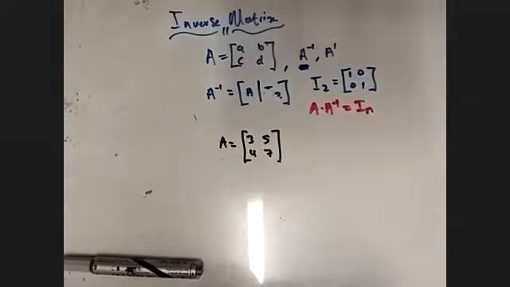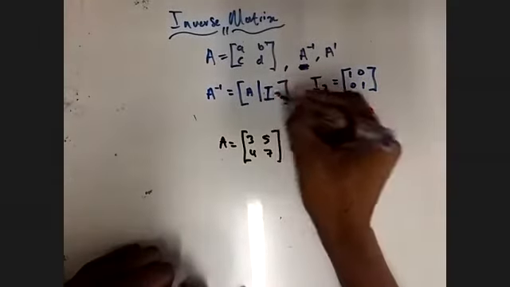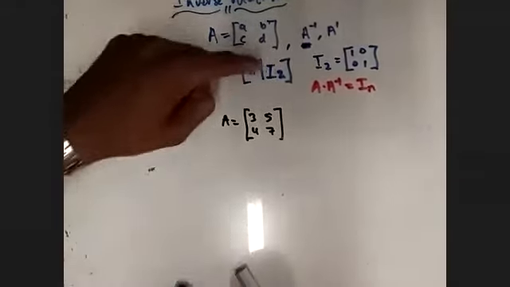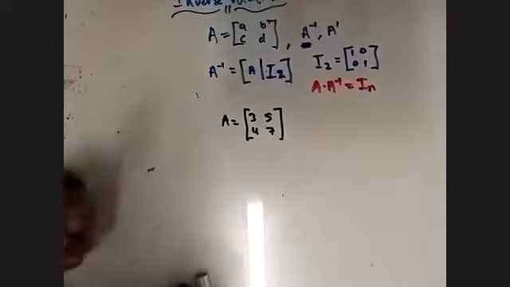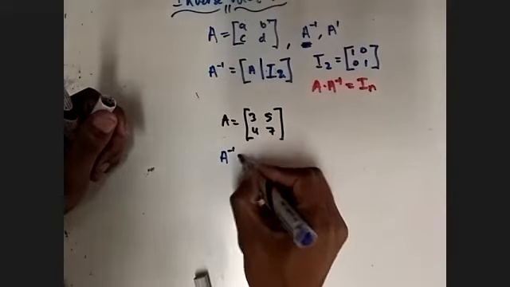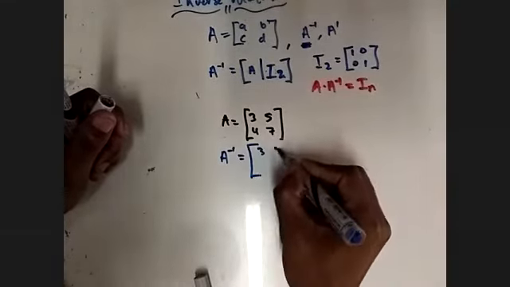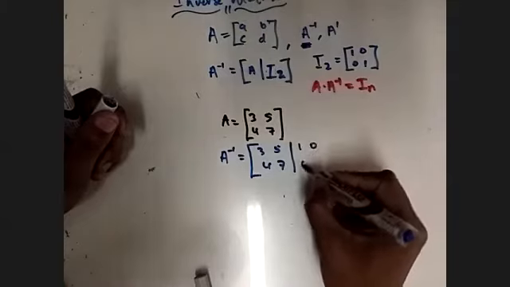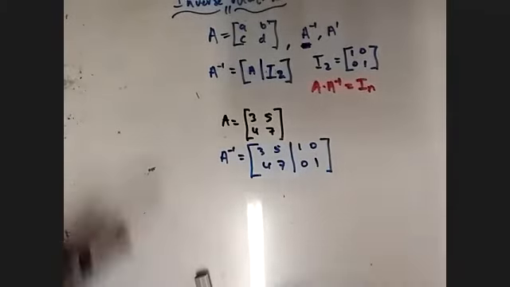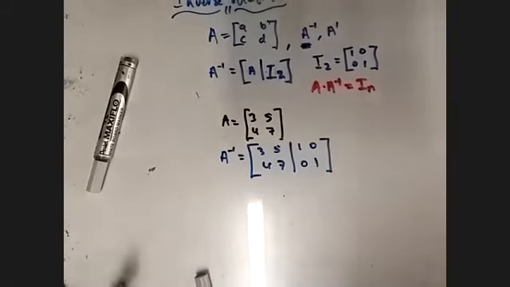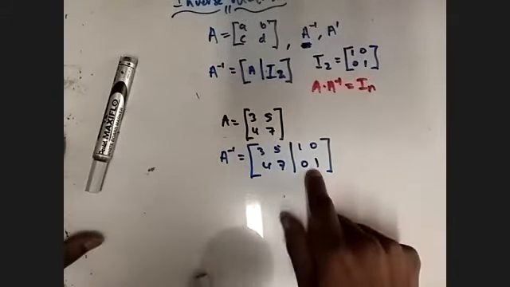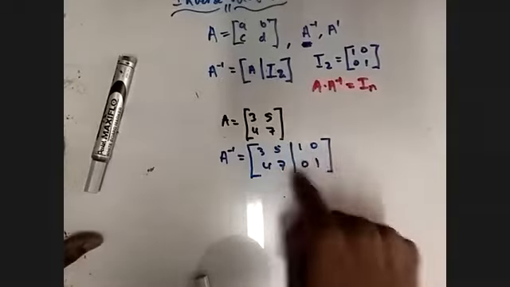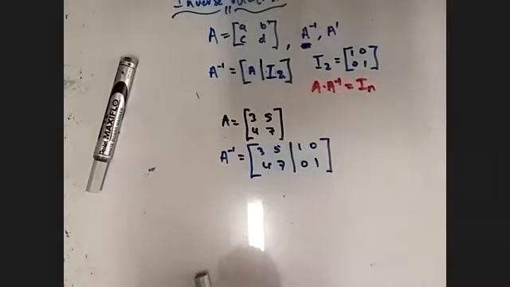So we're going to use the rule. We start with writing A, 3, 5, 4, 7, and then we write the identity matrix, which is 1, 0, 0, 1. This is a 2x2 identity matrix, okay? Now, what we are going to do is solve this such that this identity matrix comes to this side and this comes to the other side. Then whatever is on this side is what we call the inverse of that matrix, okay?